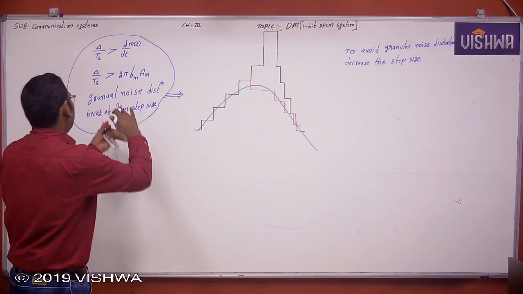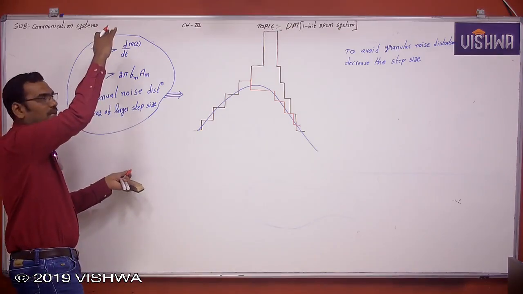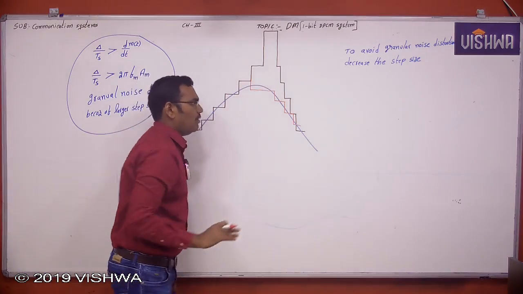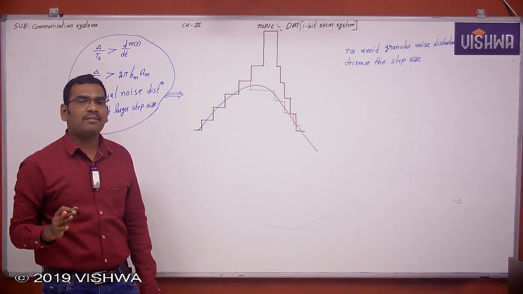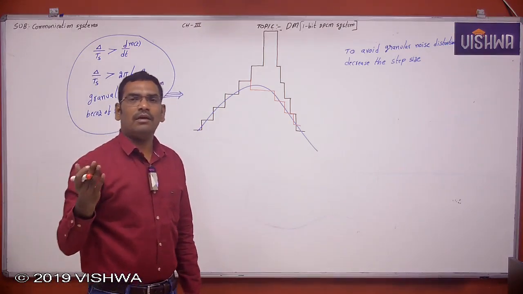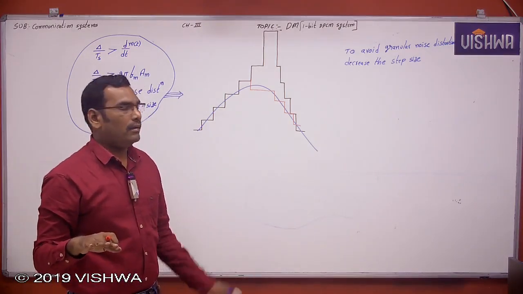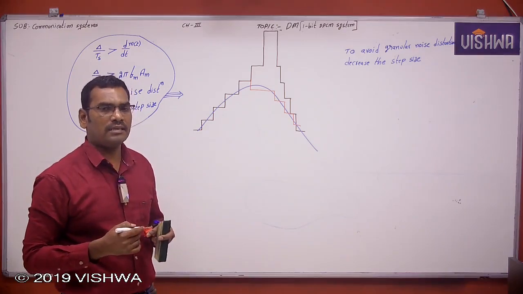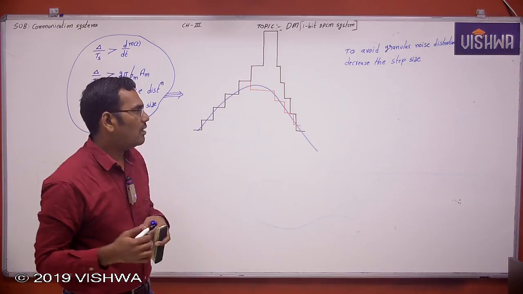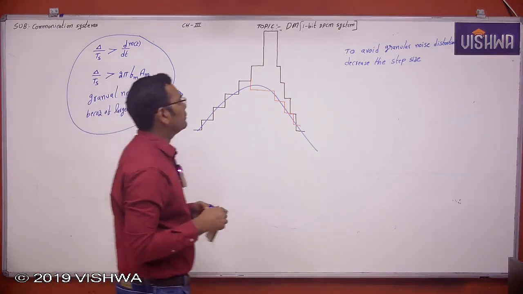So actually this is coming because of the larger step size. Now you decrease the step size such that this error will be overcome. So the examination is asking, to avoid granular noise, what should be the step size? To avoid slope overload, what is the step size? Without getting any error, what is the step size? Like that the questions are asked.